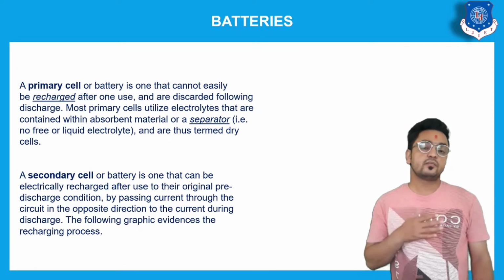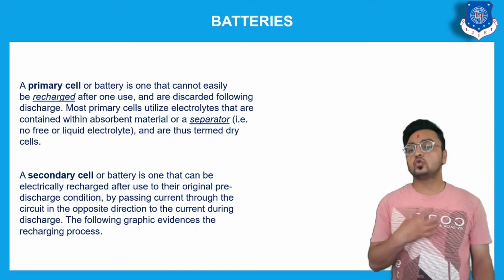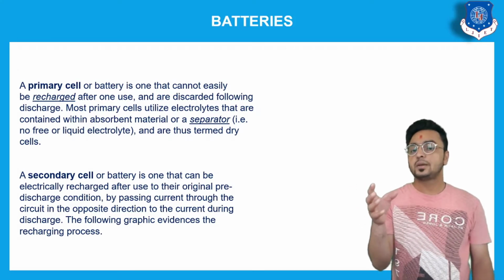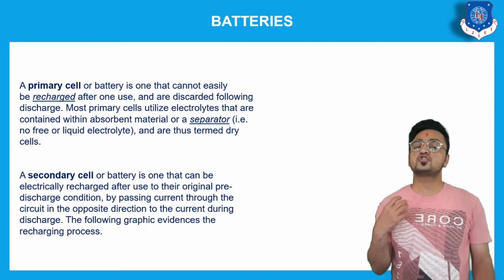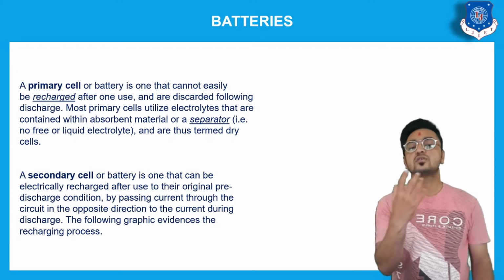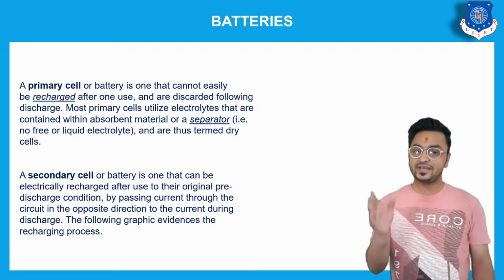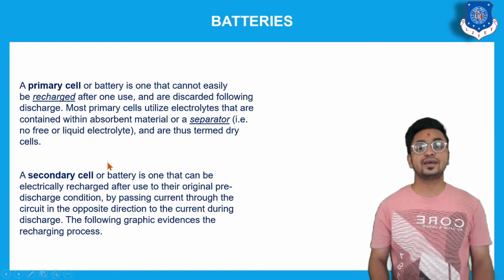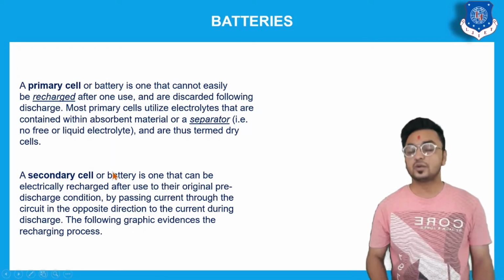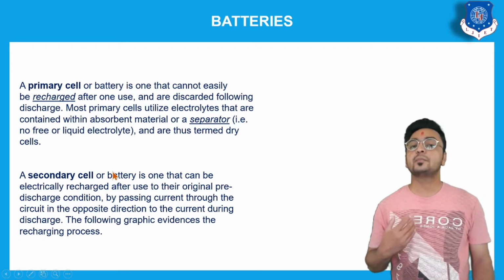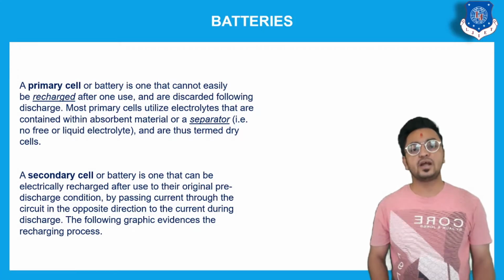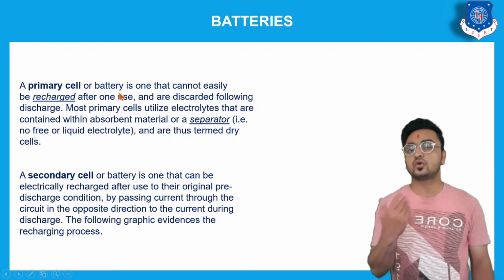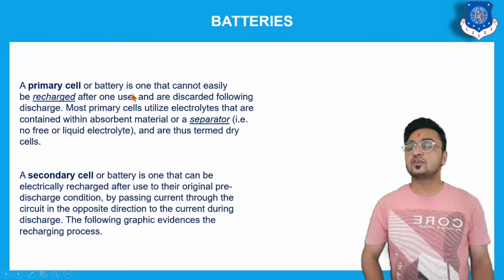From this comparison, we have just got to know that cells and batteries are basically the same thing, but a battery is a combination of more cells in series or parallel connection. Based on this, let's move towards our next topic, and that is primary and secondary cell, or basically, you can also say primary battery or secondary battery. Now, let's define what a primary cell is. What is a primary cell or battery?